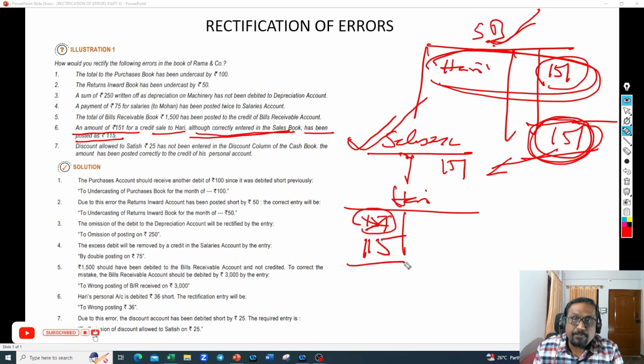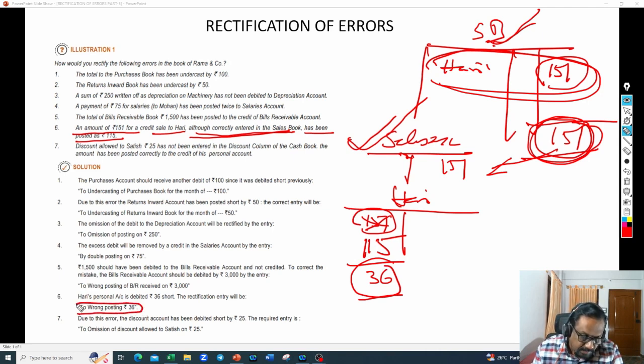How much short did we debit Hari? 36 rupees short. So this 36 rupees we need to debit to Hari account. If you see here, two wrong posting 36. You need to put 36 to Hari account debit as to wrong posting 36. That is what you need to put and close this. Are you clear on this point? Right.